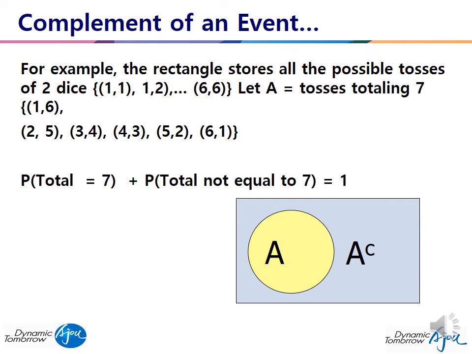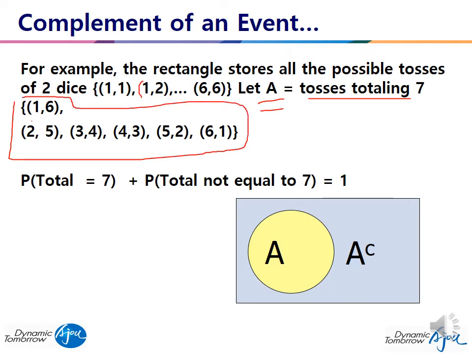Let's see an example. The rectangle stores all possible tosses of two dice: 1,1; 1,2; up to 6,6. A is the event that a toss totals 7. Then this is the A set: 1,6; 2,5; and so on, so the total is 7. So probability of total 7 plus probability of total not equal to 7 is equal to 1.